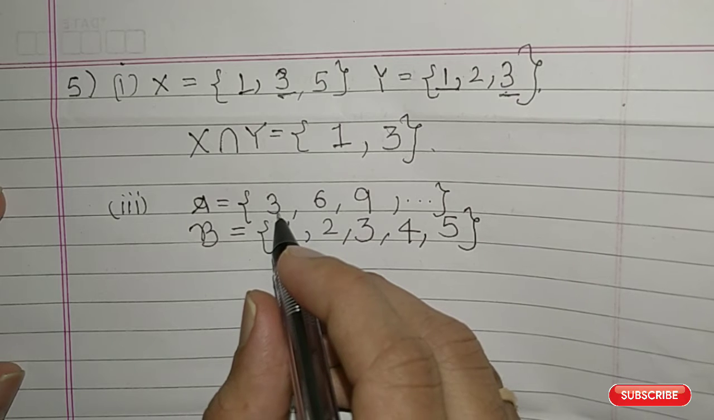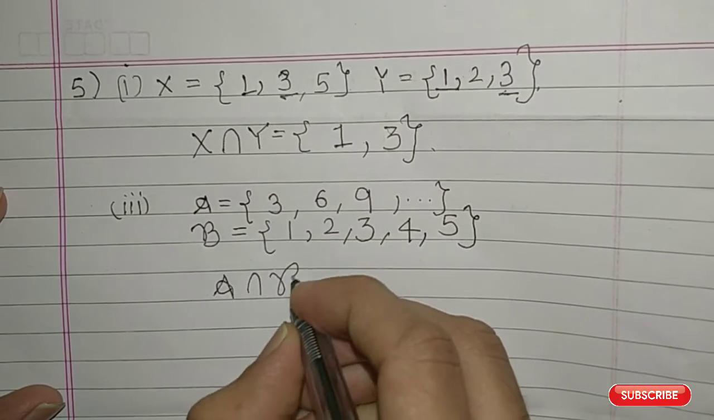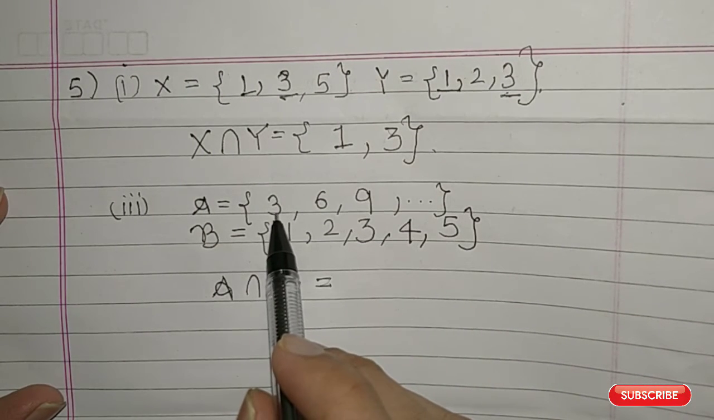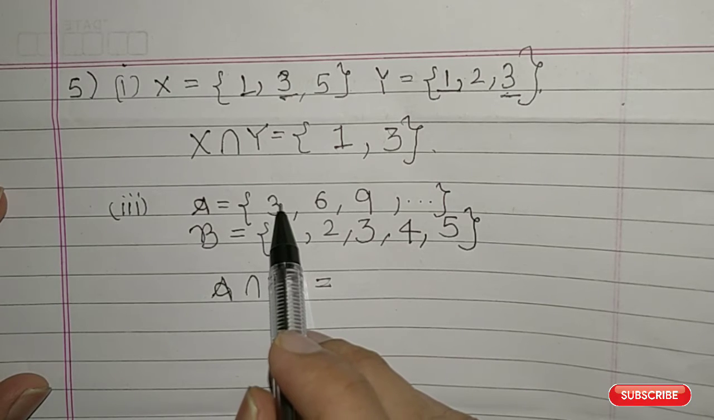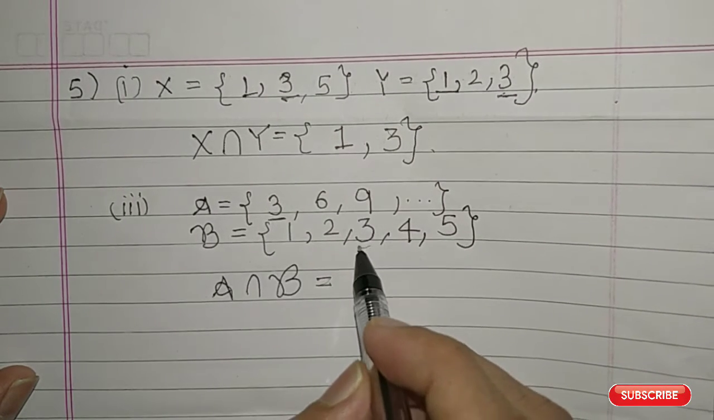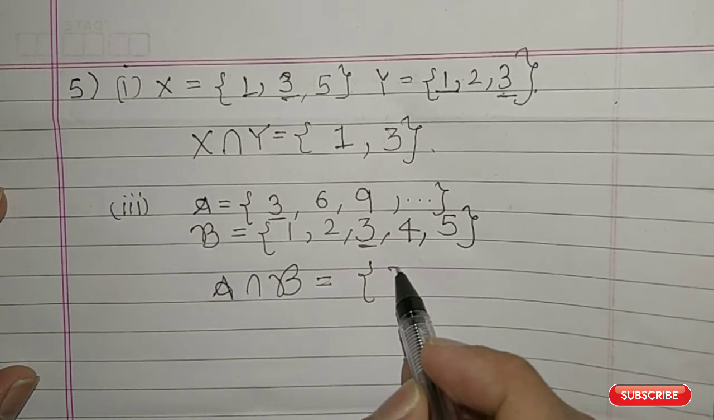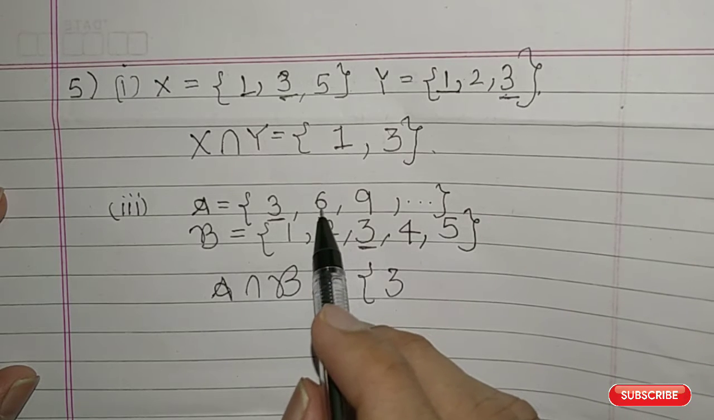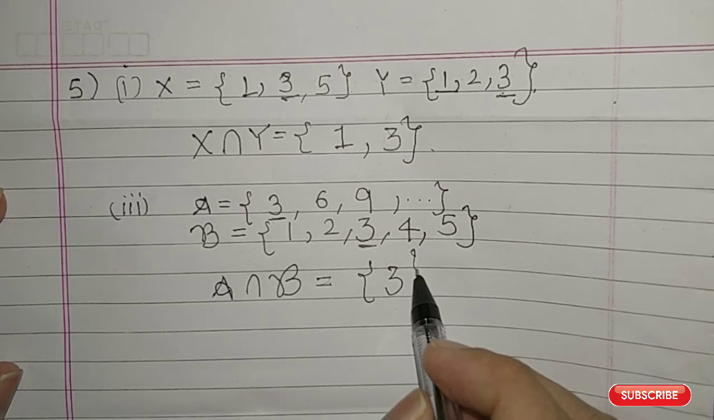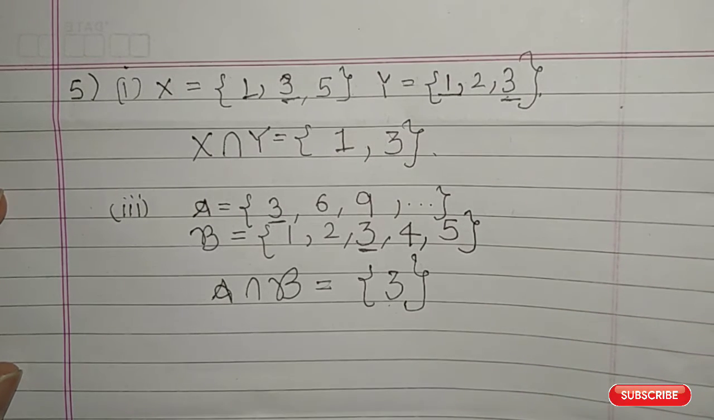Now you can see the common elements. What we have to find here is A intersection B. So what will be A intersection B? A intersection B is all those elements which are common to both A and B. You can see that 3 is common to both A and B, so the element 3 will be there. No other element is common to both A and B. So the only element in the set A intersection B is 3.